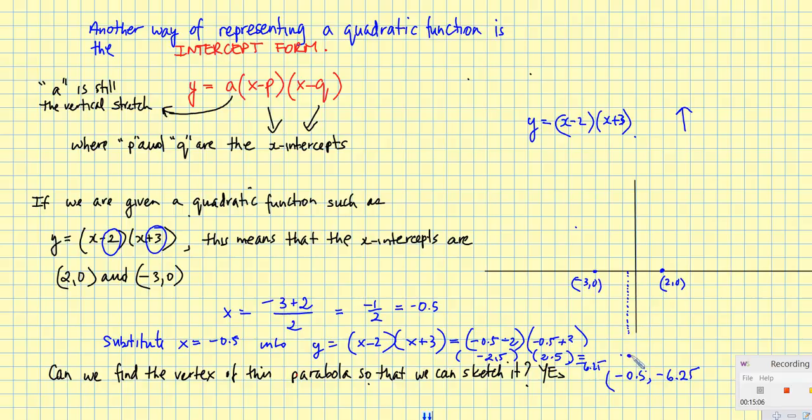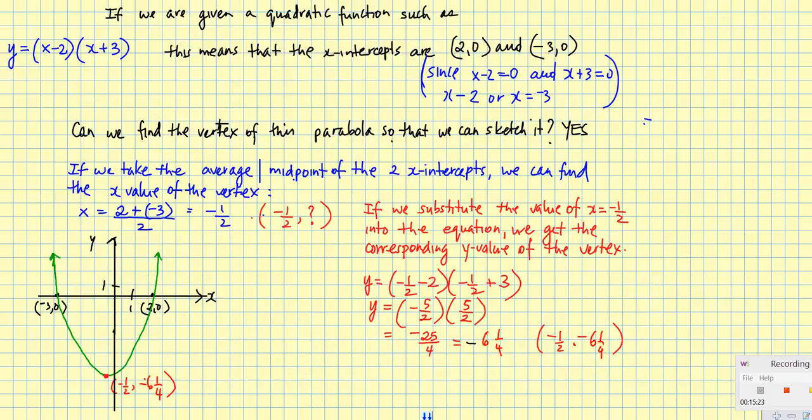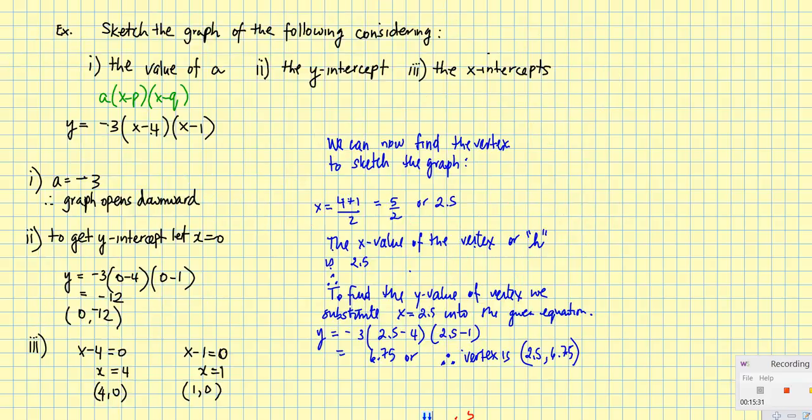Negative 1, negative 2, negative 3, negative 4, negative 5, negative 6.25. So it's down here. So our graph will be here with a vertex of negative 1/2 and negative 6.25. So this allows us to sketch the graph. So we're able to do that. Let's do another example now.